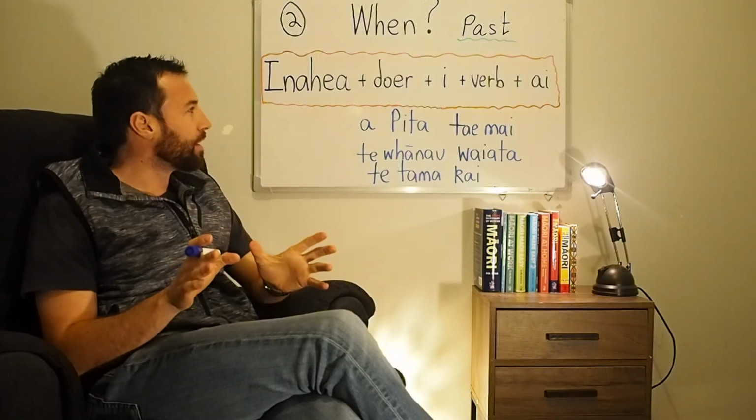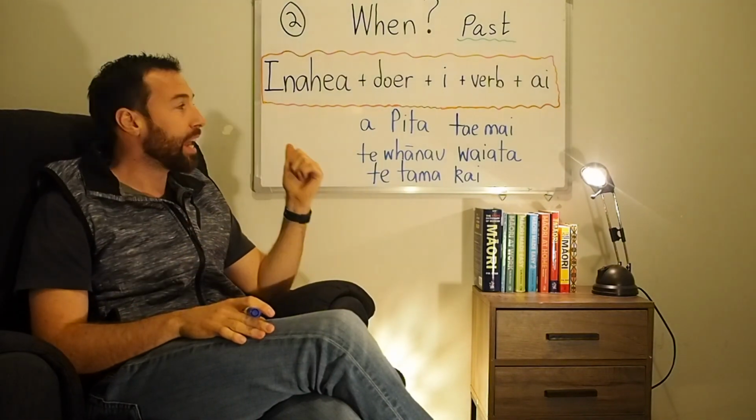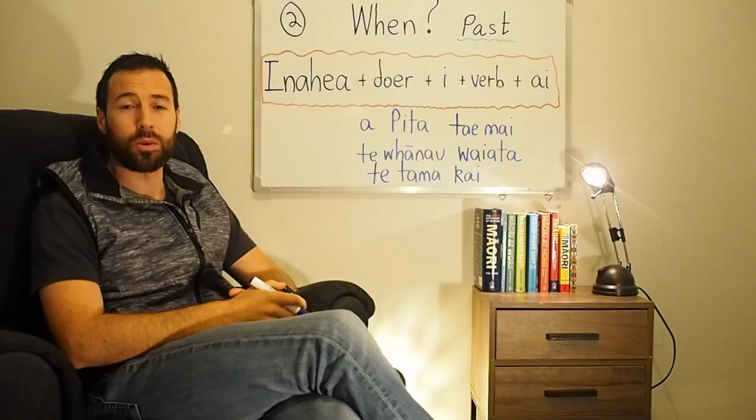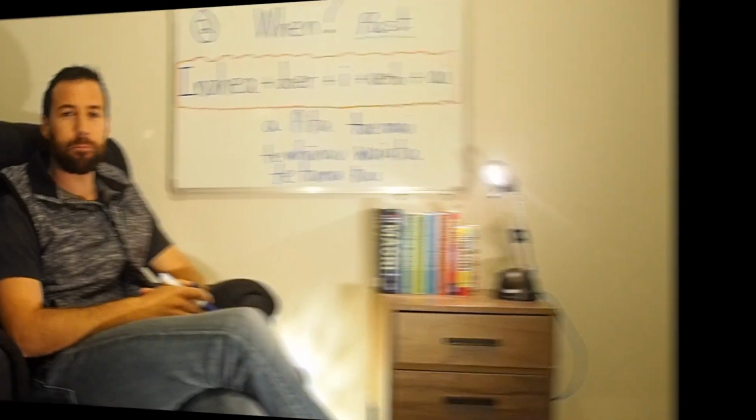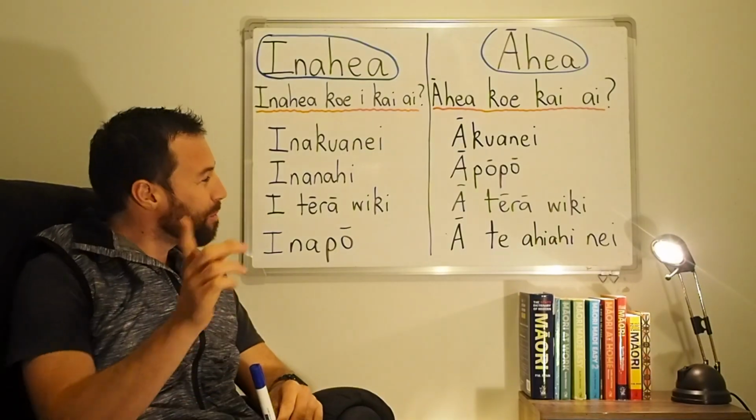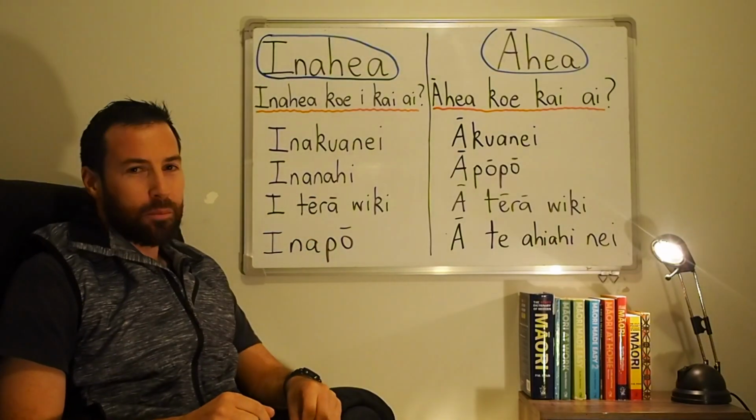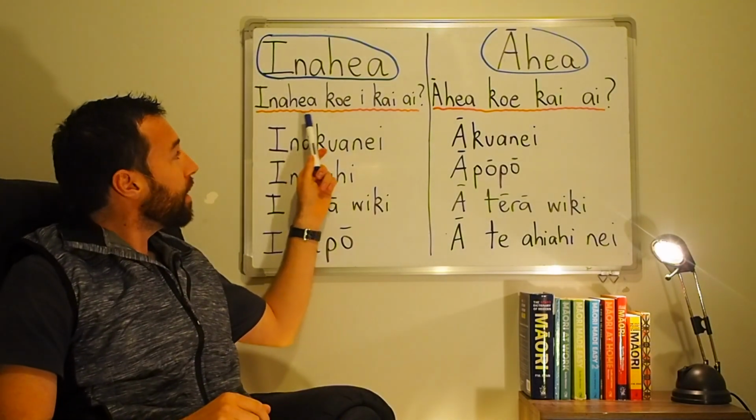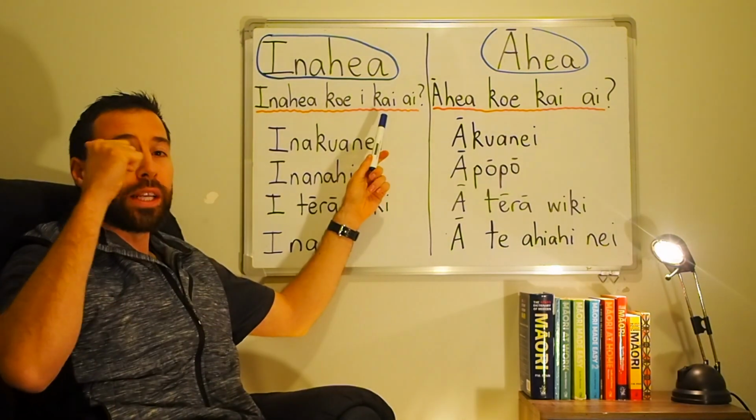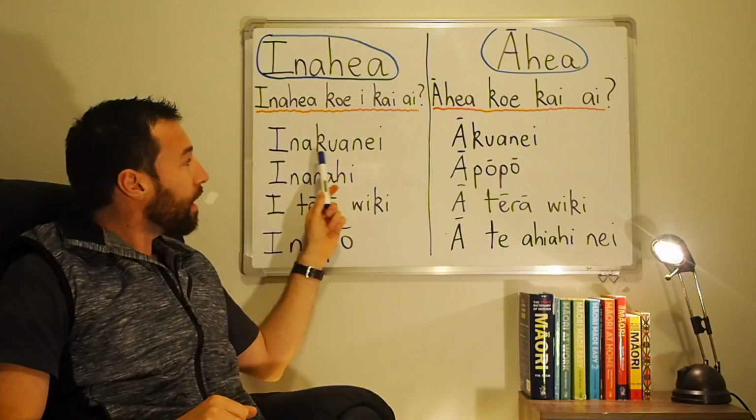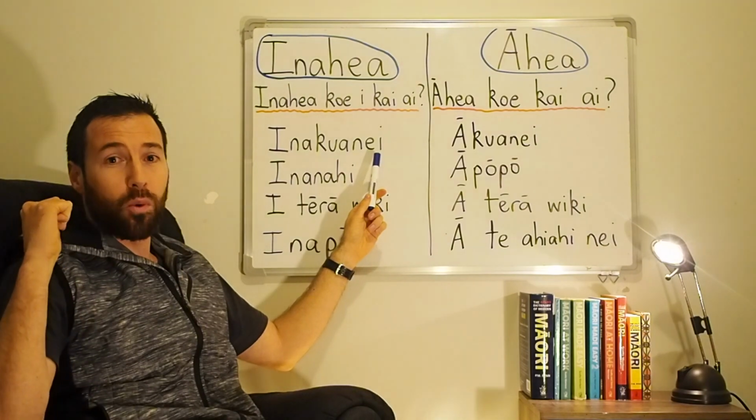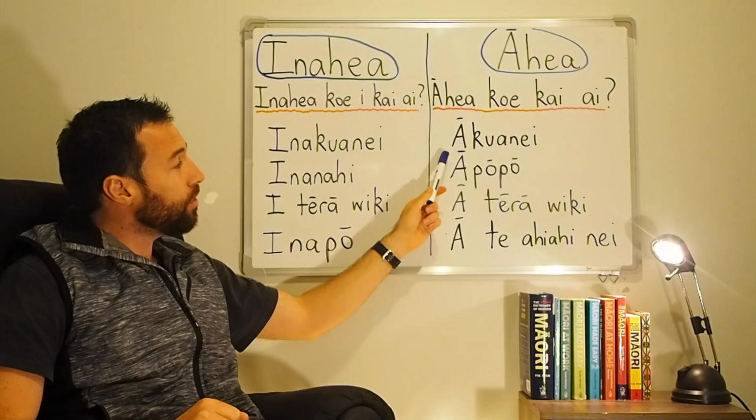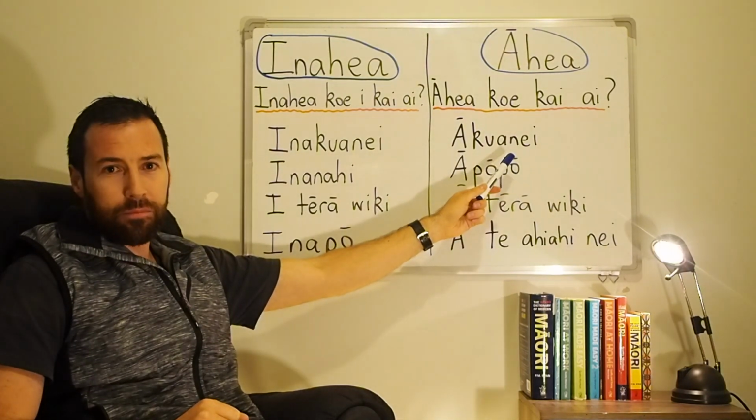How do we answer "ā hea" and "ina hea" "when" sentences, if someone's asked us the question? Let's look at that now. Let's finish this clip off with an almighty zoom of the board and come up with some one-word answers only. "Ina hea koe i kai ai?" When did you eat? "Ināia nei." Just before, just recently. "Ā hea koe kai ai?" When will you eat? "Ākuanei." Shortly.